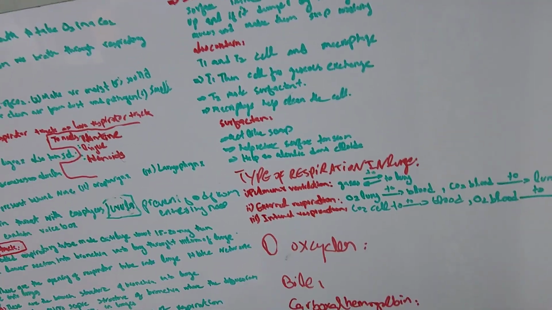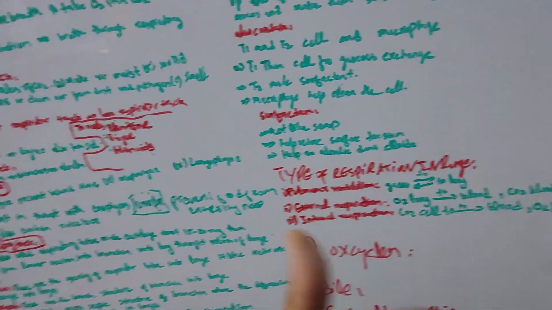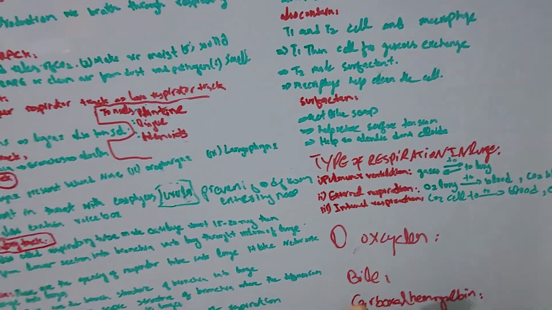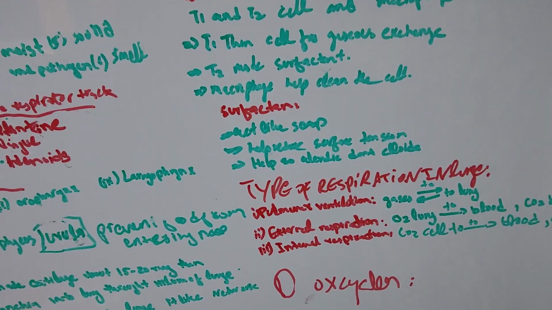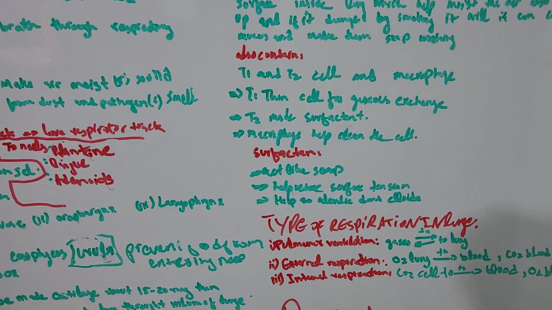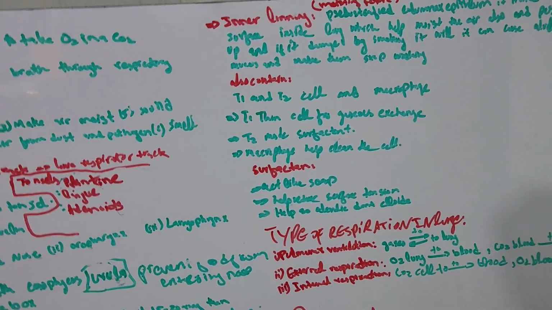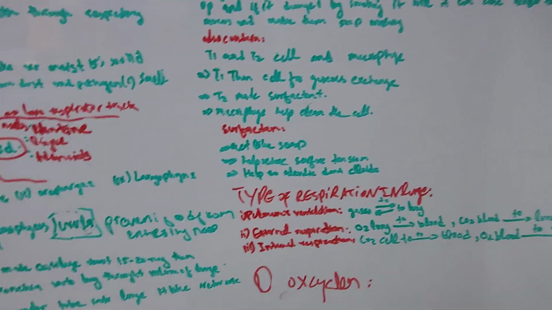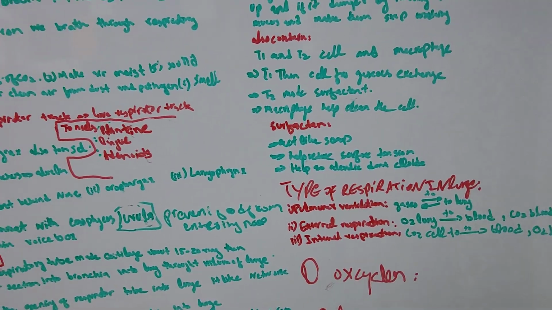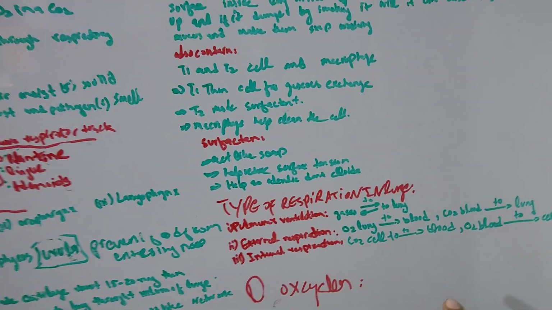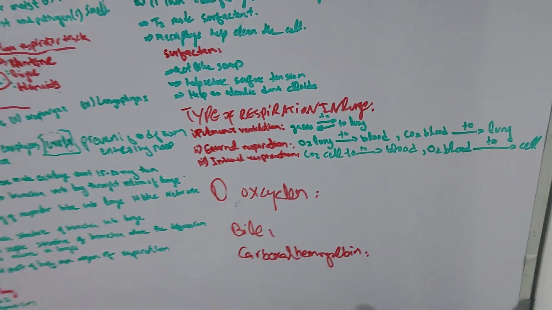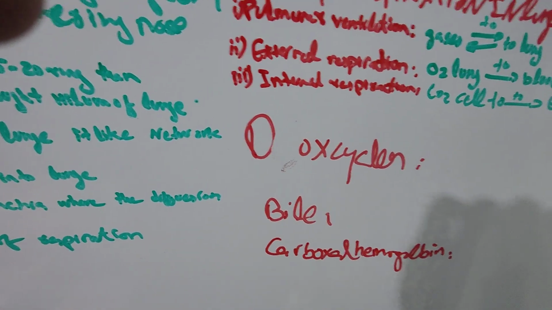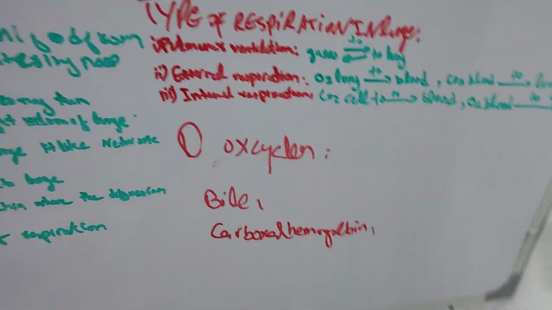So what types of respiration occur in the lung? Pulmonary ventilation, where gas goes to the lungs and from the lungs to the environment. Then we have external respiration, where oxygen goes from the lungs to the blood, and carbon dioxide goes from the blood to the lungs. Then we have internal respiration, where oxygen goes from the blood to the cells, and carbon dioxide comes back from the cells to the blood. Then doxycycline.